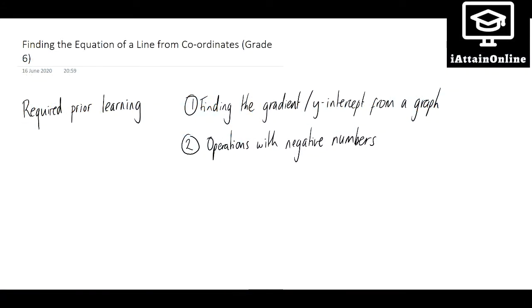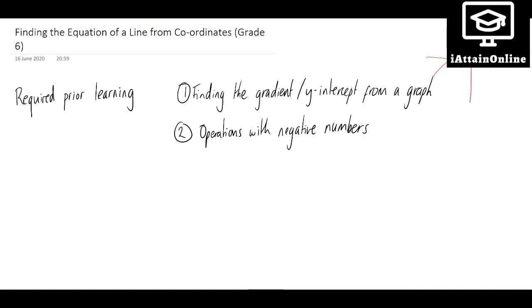So before we get into it, there are a couple of areas that you need to be comfortable with. The first of those being if I gave you a graph, for example, something like this. If I give you something like that, you need to be able to find out the equation of that line just from the graph. You also need to be comfortable with operations with negative numbers. So if you're not completely comfortable with both of those topics, it's a good idea to go away and have a look at those before revisiting this.